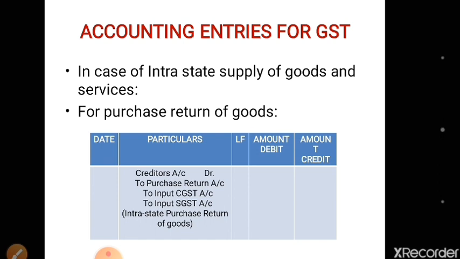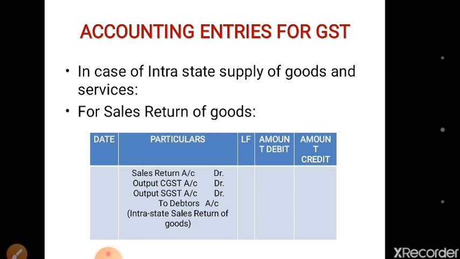For purchase return of goods, creditors will be debited and purchase return will be credited. Since initially input CGST and input SGST were levied, they will also be credited along with purchase return. For sales return, goods are coming back. It means sales return will be debited. Along with sales return, output CGST and output SGST will be debited. And by this amount our debtors will decrease, so debtors will be credited.